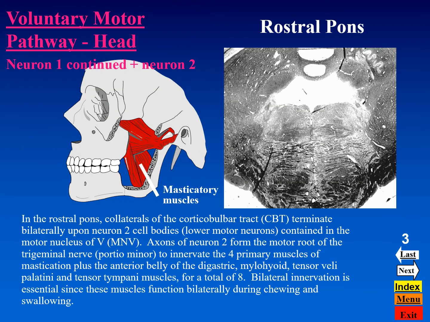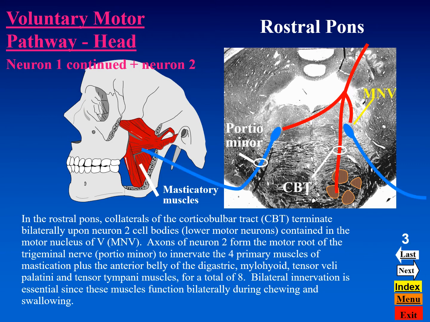The upper motor neurons of the corticobulbar tract continue their descent, and here in the rostral pons will branch off and end bilaterally upon the motor nuclei of the fifth cranial nerve. And these two nuclei contain the lower motor neurons of the fifth cranial nerve, and these send axons through the portio minor region of the trigeminal nerve, which is the motor root, and they will innervate a total of 8 muscles, 4 of which are the primary muscles of mastication.